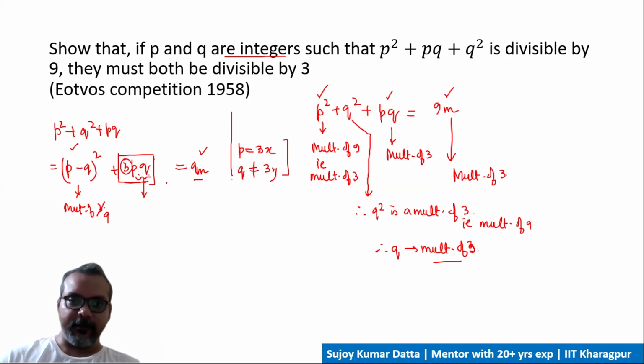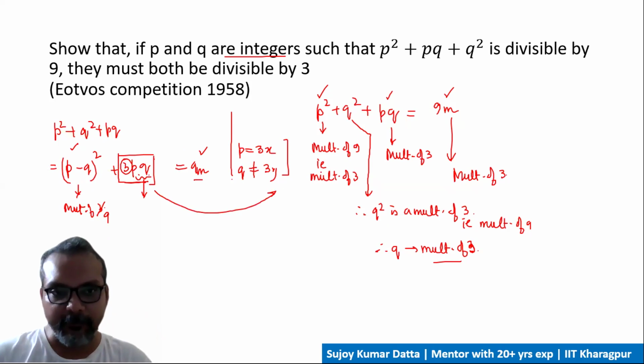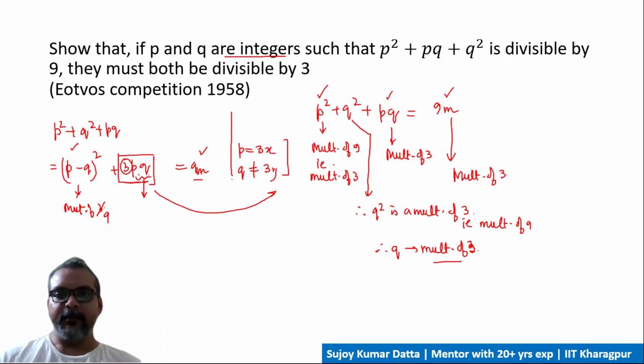And again, from there, you can conclude from here that if one of them is, then both of them must be a multiple of 3. And hence, we have the proof. Let's go to the next one.